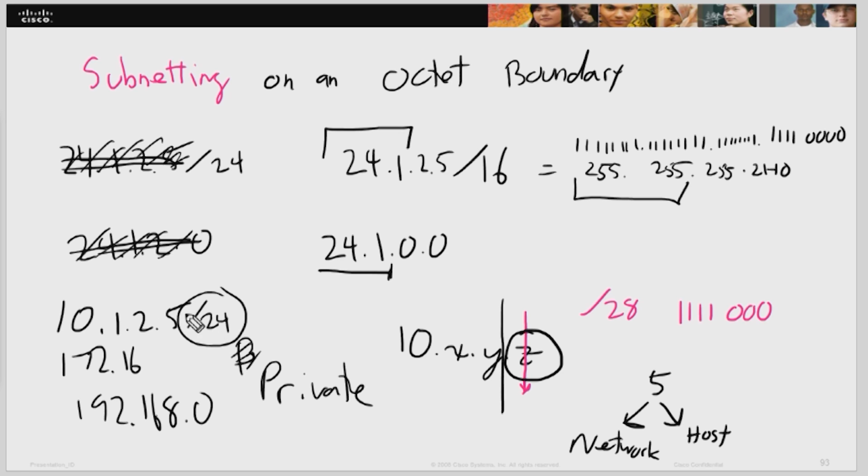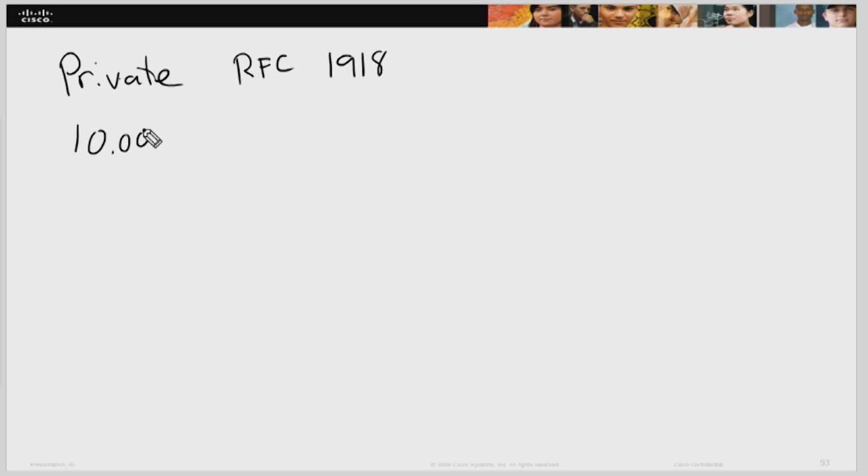Well, early on, we didn't have this concept of private IP addressing. So if we look at just the private IP addressing piece, and again, I probably should give you those numbers out here. The private address space was defined by RFC 1918 as being the 10 space completely. So 10.0.0.0 through 10.255.255.255. This was the Class A private address space.